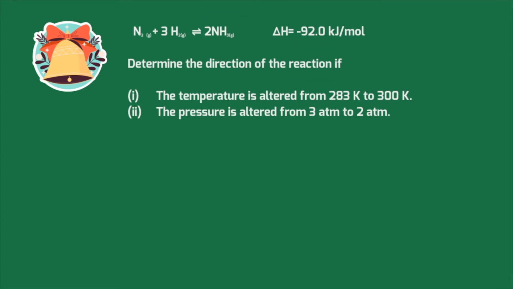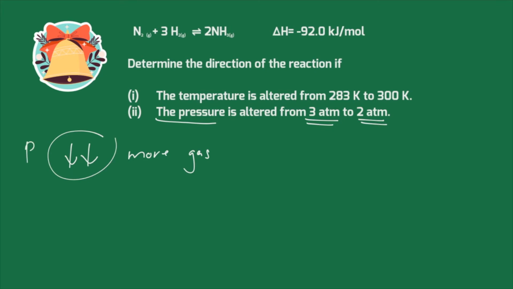Alright, moving on to the second part of the question. What if the pressure is altered from 380 m to 280 m? So it means that the pressure is being decreased. When you decrease the pressure, the reaction will favor the side with more gas. When you decrease the pressure, it will have the probability to move towards the side with more gas.